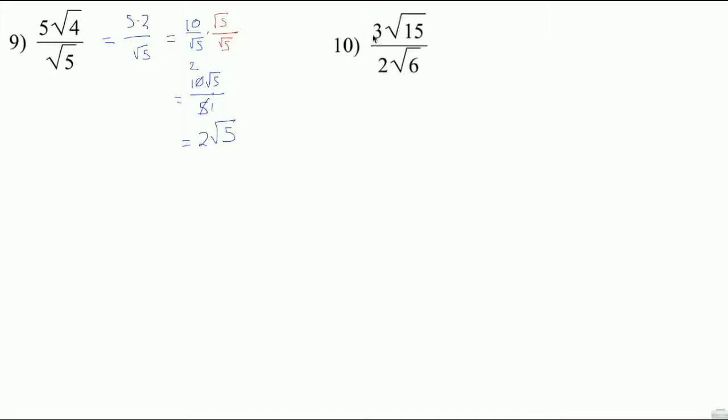Number 10 is the first time we're seeing this concept that I'll show you. First of all, we see we have this 3 in front of the square root and a 2 down here. You check if they reduce. In this case, they don't. 3 and 2 don't reduce.